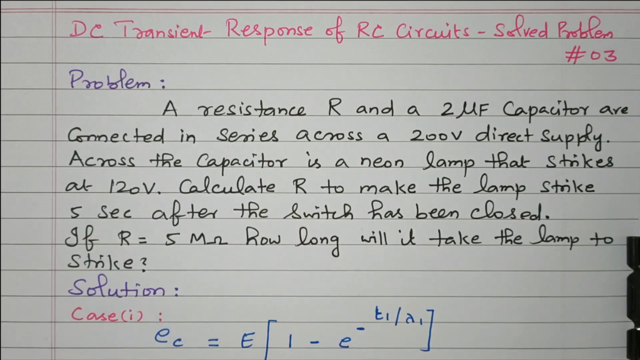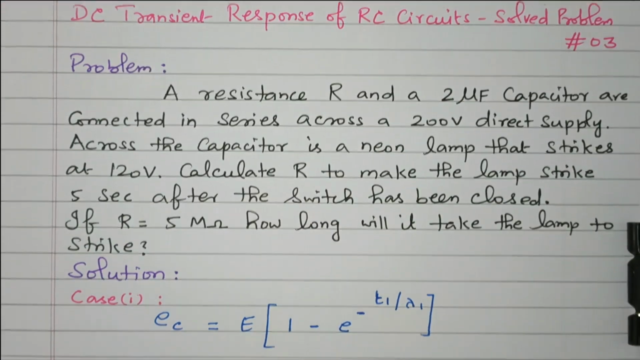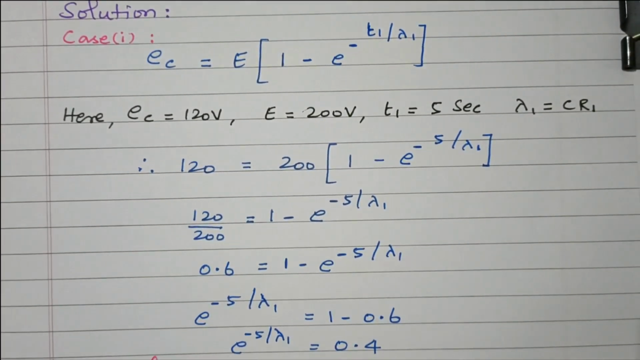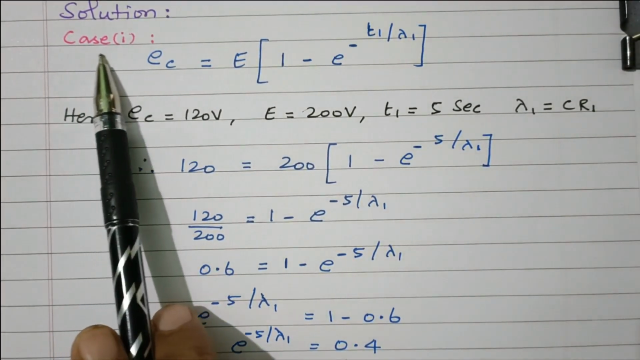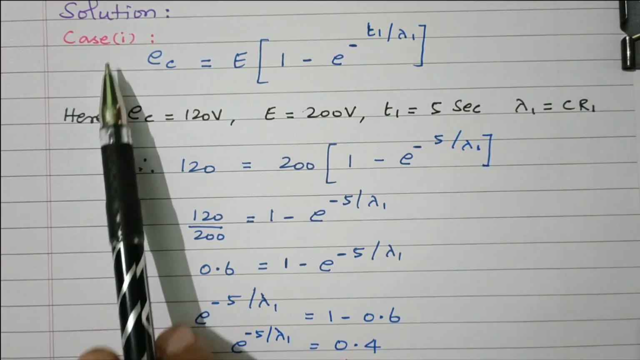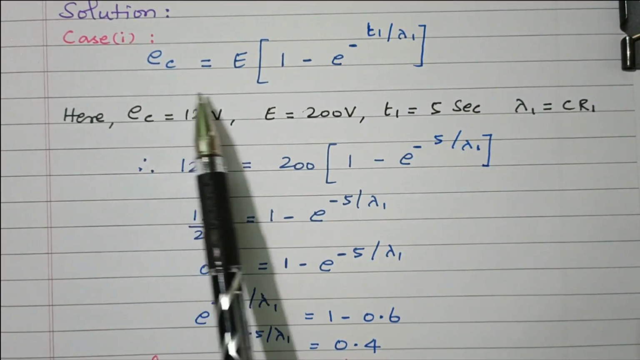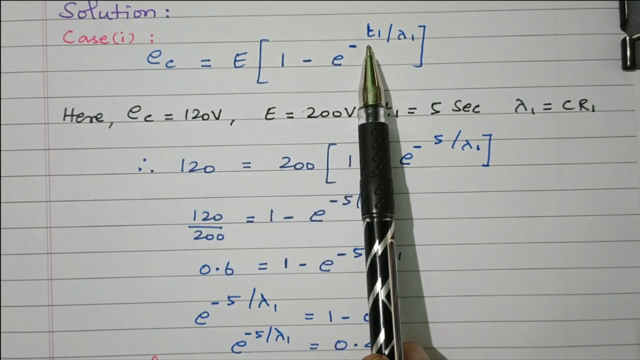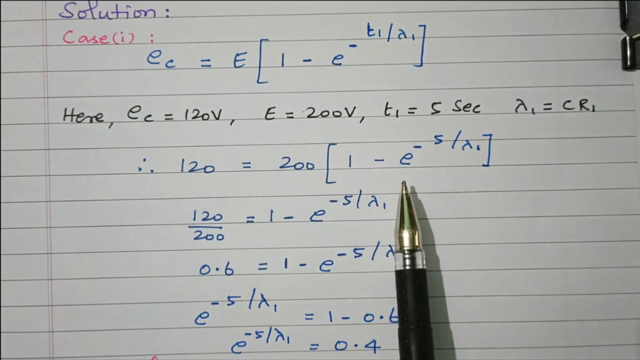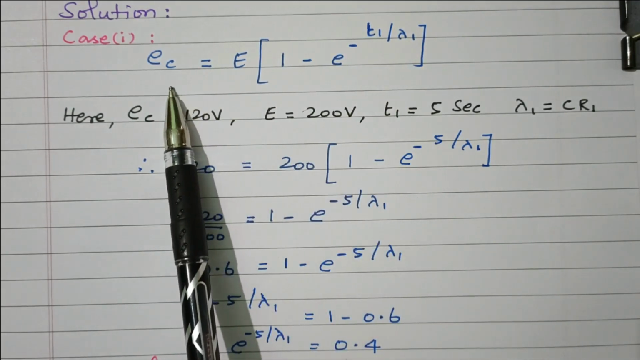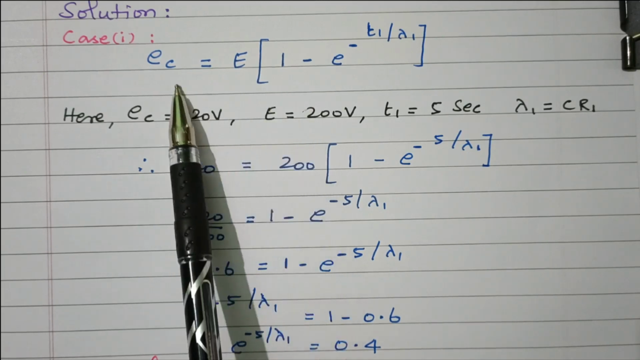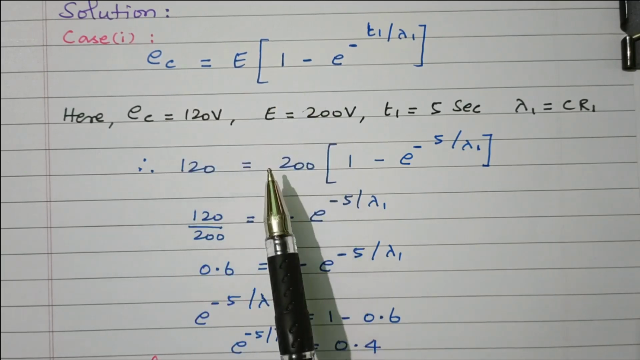Now we'll see the RC circuit, the DC transient of RC circuit general equation. From that we can calculate these values one by one. So first we'll consider case 1. t1 is 5 seconds. We need to find the R value. So Ec equals E times 1 minus e power minus t1 divided by lambda 1. So this is the DC transient response of an RC circuit. A separate video is available on how we get this equation.